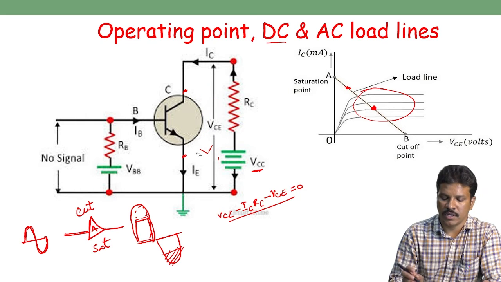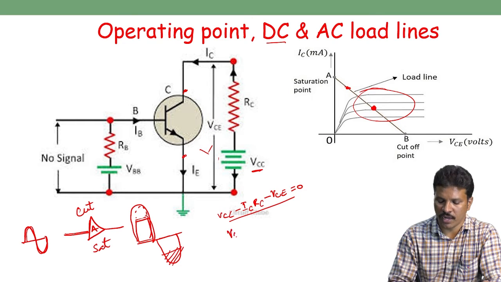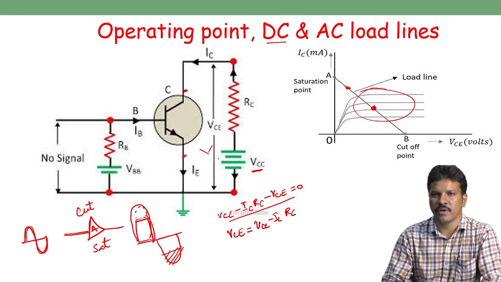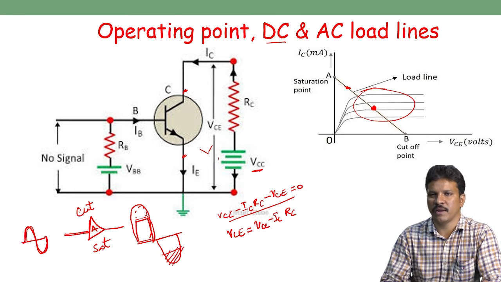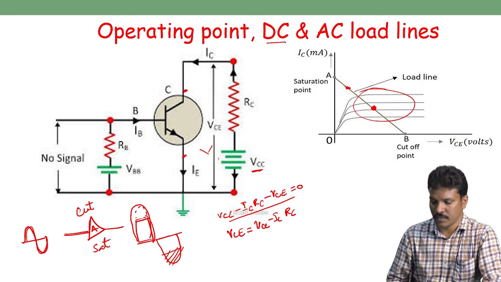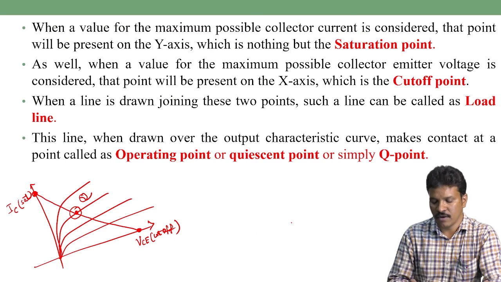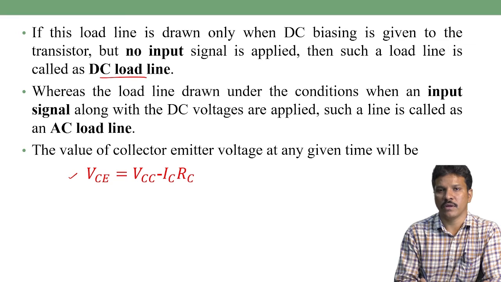So this can be rewritten as the equation VCE is equal to VCC minus IC into RC. If an RE resistor is there, we can add one more term, IE into RE. Here there is no emitter resistor, so we get VCE equal to VCC minus IC RC. This output Kirchhoff voltage law equation is helpful to find the load line and Q point.